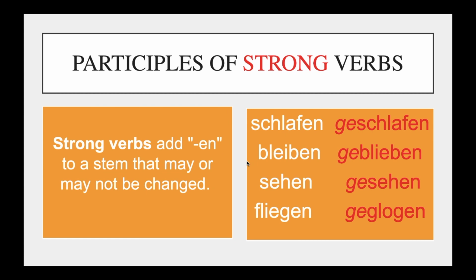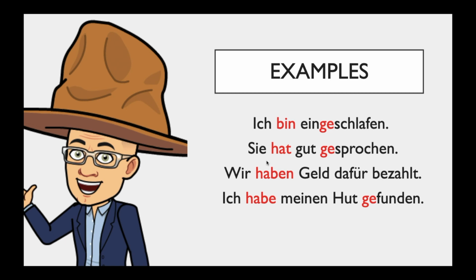Now, there are many strong verb past participles that you need to remember. Here, for example, you have schlafen, bleiben, sehen, fliegen. Their past participles are geschlafen, geblieben, gesehen, and geflogen. Let's look at these examples.